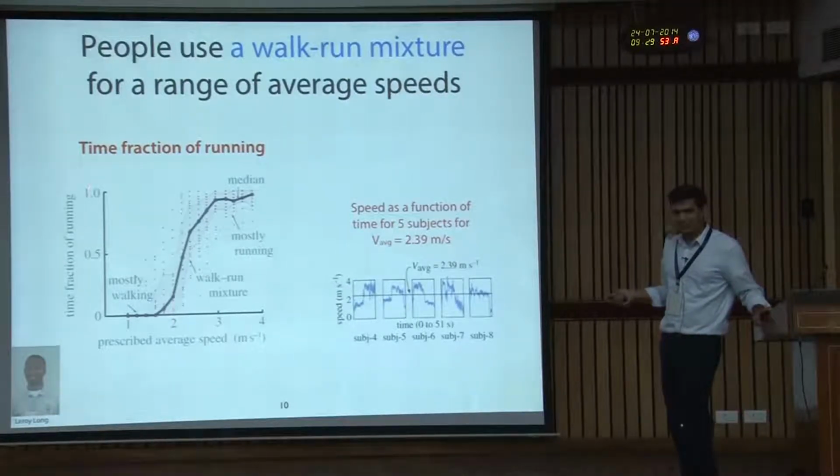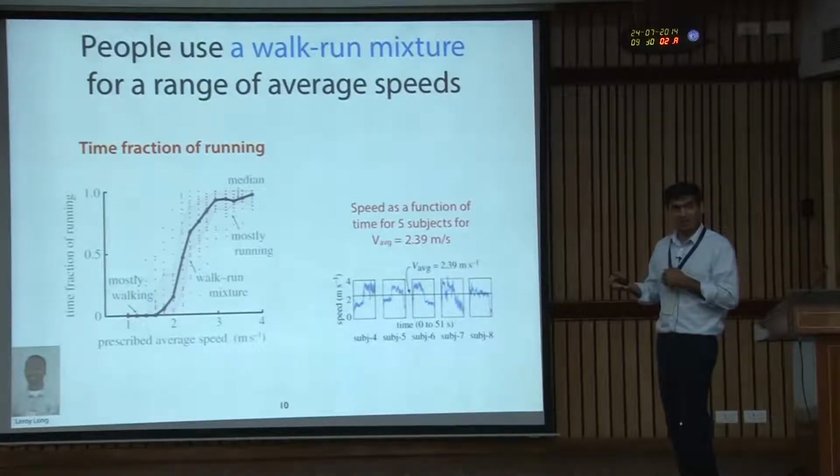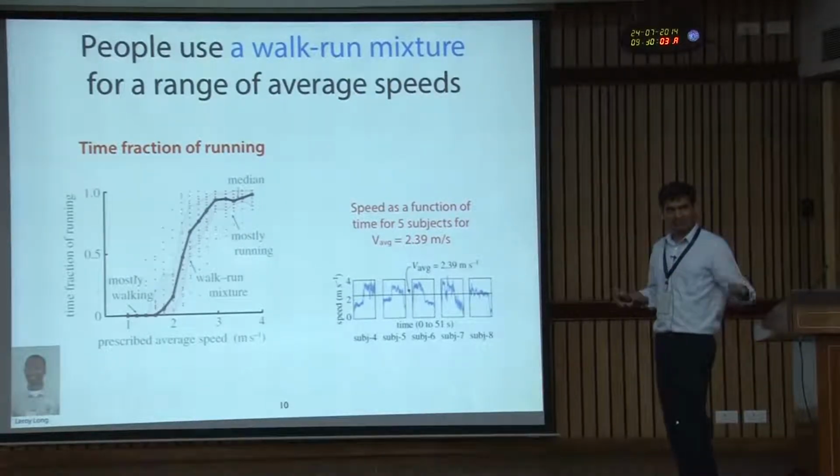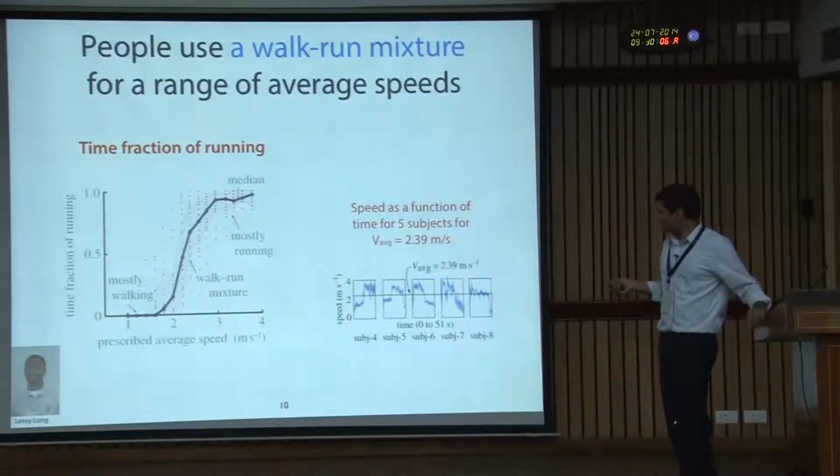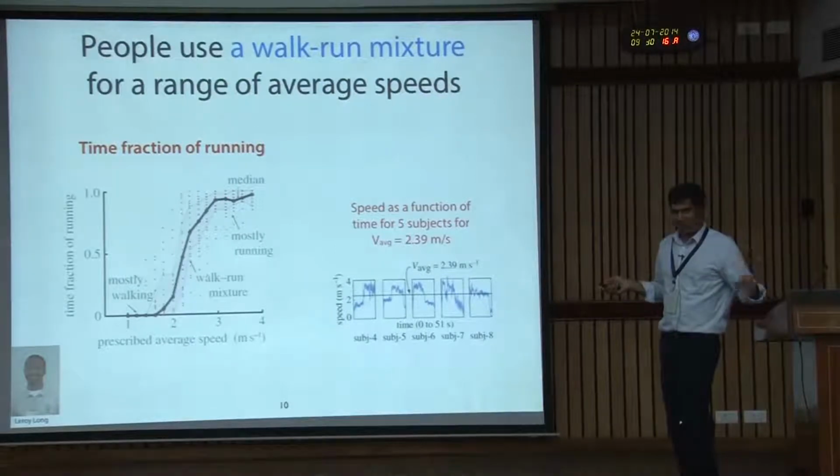So this is the time fraction of running. Mostly this curve is what you would expect. If you ask them to go at a very low average speed, which means you give them a lot of time, they just walk to the destination, which is good. In other words, the time fraction of running is close to 0. If you give them very little time, the time fraction of running is close to 1. They just run all the way, which makes sense.